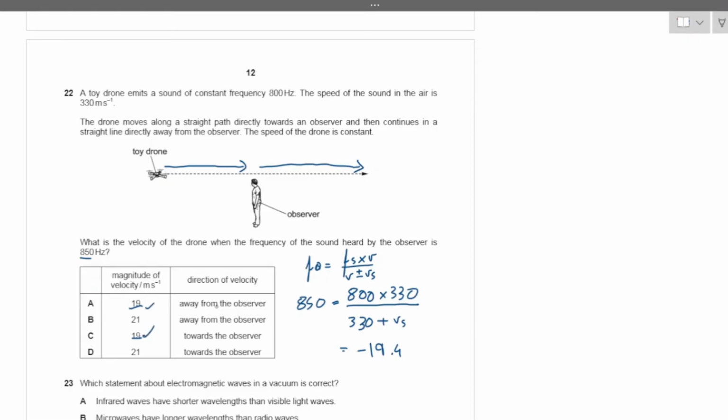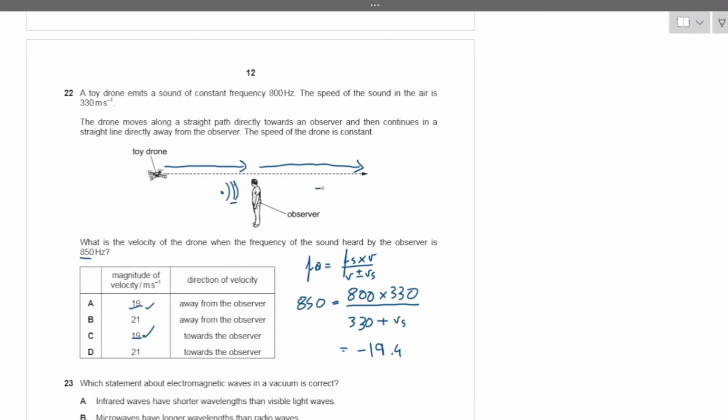How do we know it's going away from the observer or towards the observer? Well, 19 is the magnitude of velocity. The other way of identifying whether it's going towards the observer or away from the observer is by looking at the frequency. If the toy drone is going towards the observer, so the source is moving towards the observer, that means all of the waves in front of the source would be squished together. The wavelength would decrease and therefore the frequency would increase.